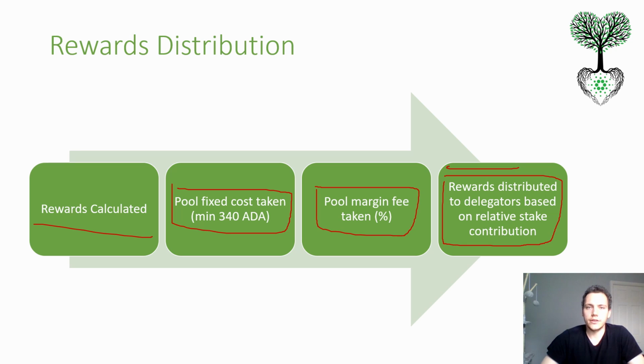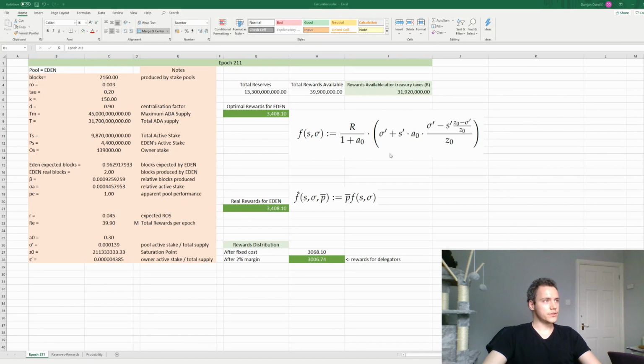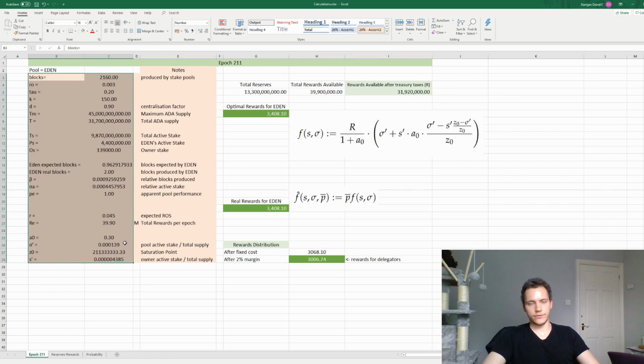So I think that's it for this presentation, and now I'm going to show you some real calculations. So this was mostly theory, and now let's do some practical calculations as well. So here's a spreadsheet I created for rewards calculation and some more stuff. Let's start with this. So I took my own pool as the example, and here I pretty much just listed all the variables we talked about.